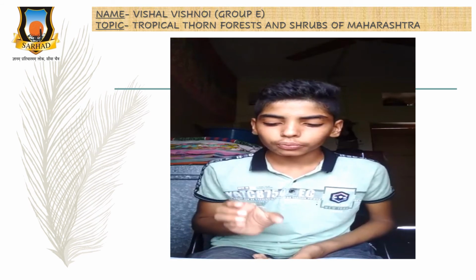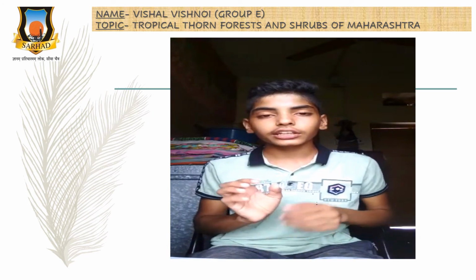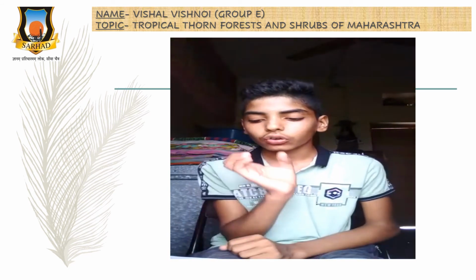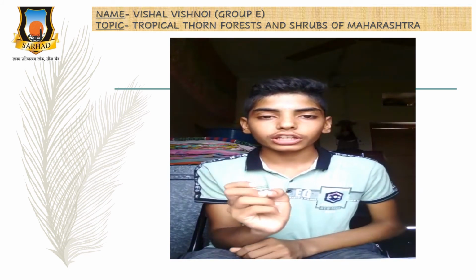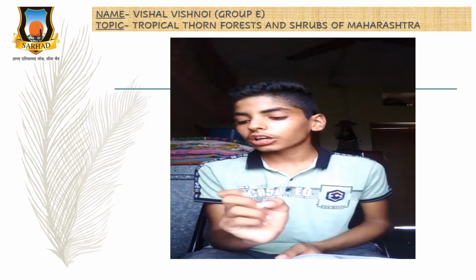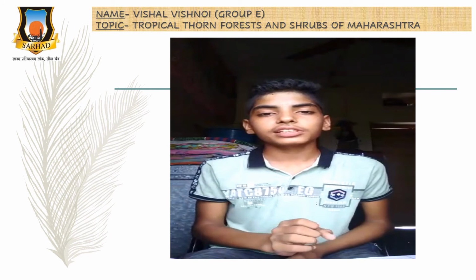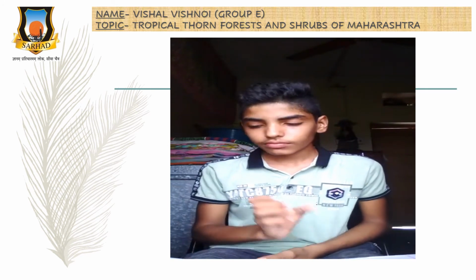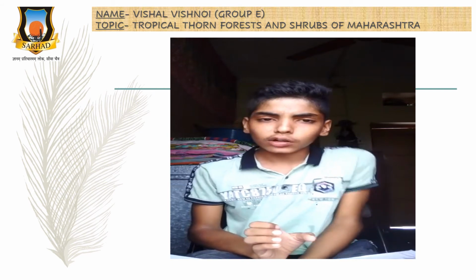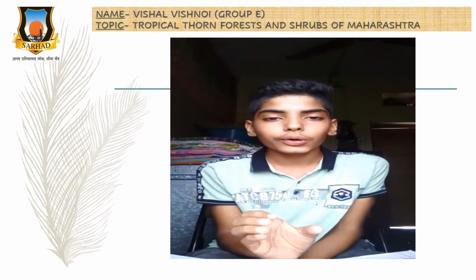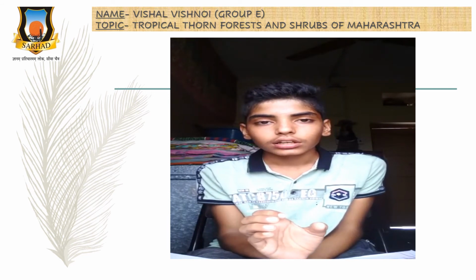This consists of open woodland with thorny trees with short trunks. Thorny trees means there are nails on their body, and short trunks means the remaining part of the tree after cutting the tree. And low branching crowns means the leaves are on low branches rather than the upper branches.